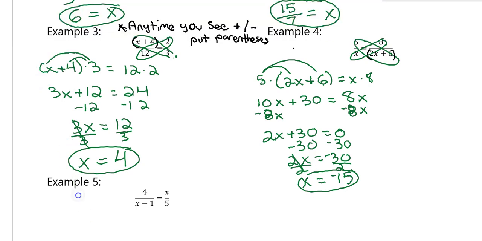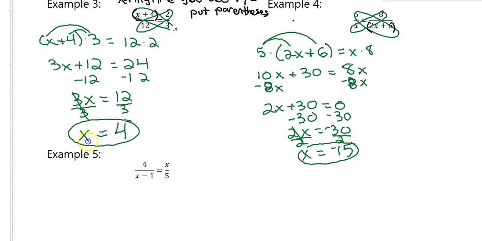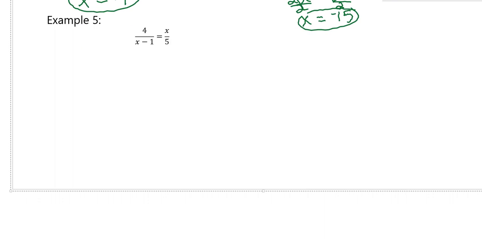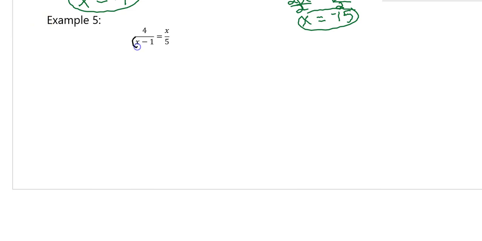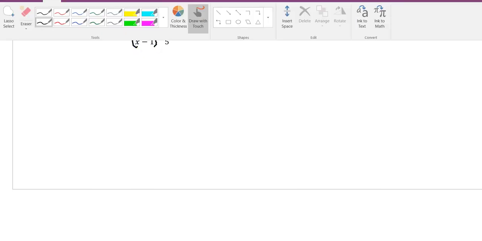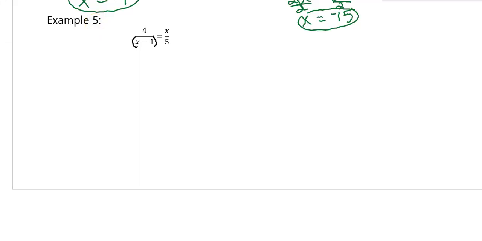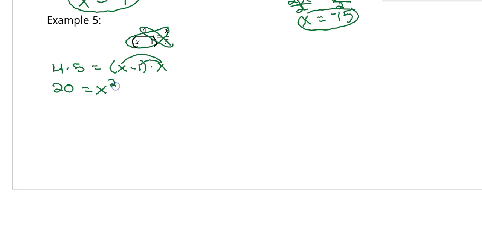Alright, our last example is, again, it takes another step where we're going to see something a little bit different, a little bit more complicated again. Still going to put those parentheses in. So I have 4 times 5. I have x minus 1 times x. 4 times 5 is 20. Distribute. X times x, remember, is x squared. X times negative 1 is minus 1x. Now, here I have a quadratic.